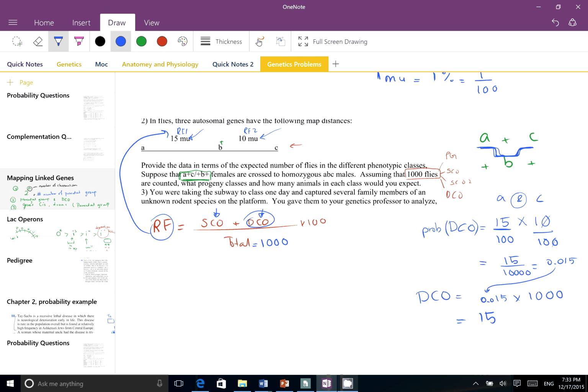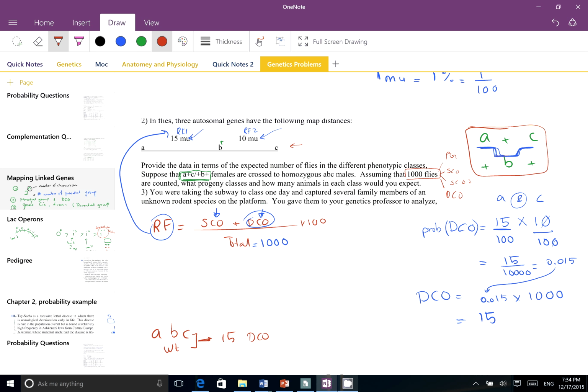So for double crossover I have 15, and don't forget to write this on the side. To figure out the combination for double crossover, you have to look at this. If I have a double crossover, I'm going to have A, B, C, and the other possibility is going to be all wild types. The total number for these two is going to be 15. So that's my double crossover, 15.